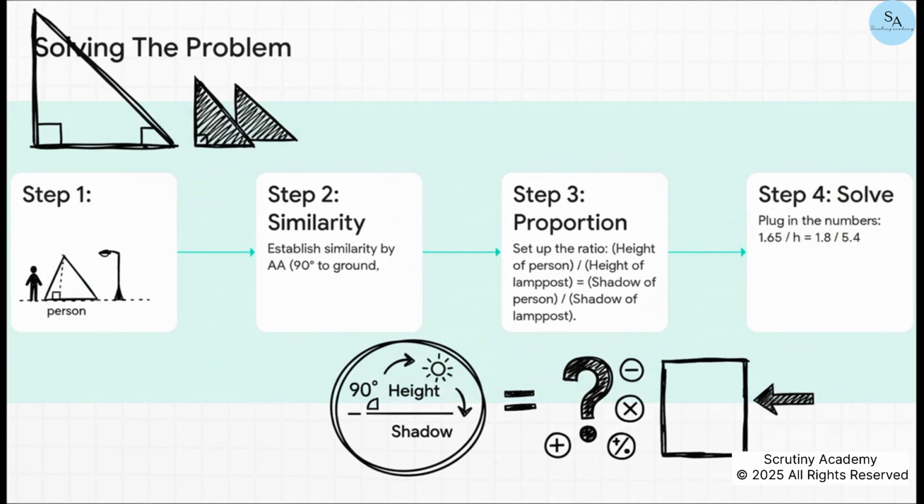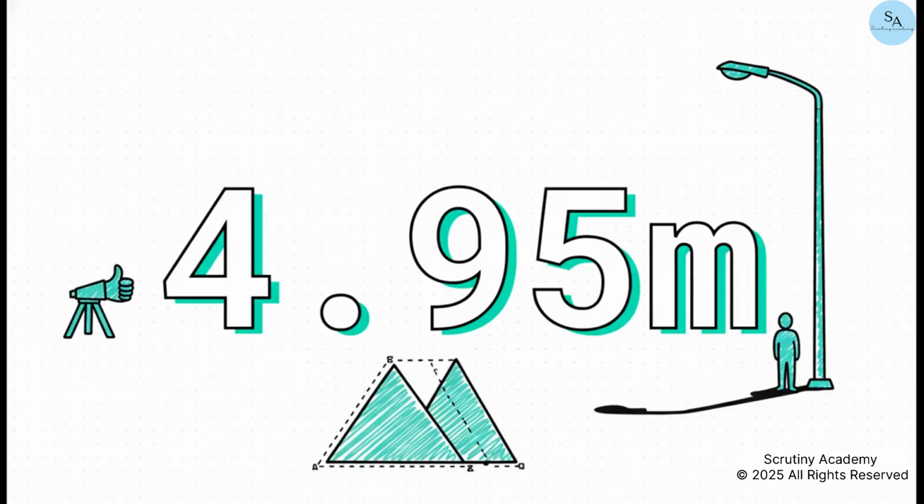Step 2, we got to prove they're similar. Well, the person and the lamppost are both standing at 90 degrees to the ground. That's one angle. And the sun's angle is the same for both. That's a second angle. So we use our AA similarity test. Boom, they're similar. Step 3. Now we can set up our ratios. Height over height equals shadow over shadow. Finally, step 4 is just the algebra. Plug in the numbers and solve for that unknown height. And the answer is 4.95 meters. I mean, think about that for a second. We just figured out the height of a tall lamppost without ever leaving the ground, all thanks to that simple AA similarity test. That's the real power of geometry right there.